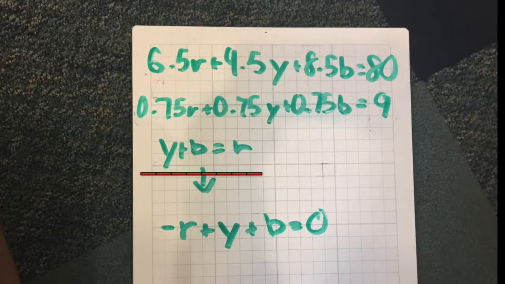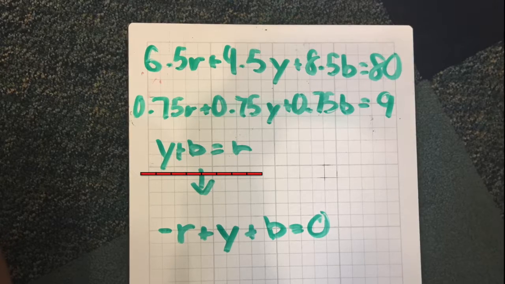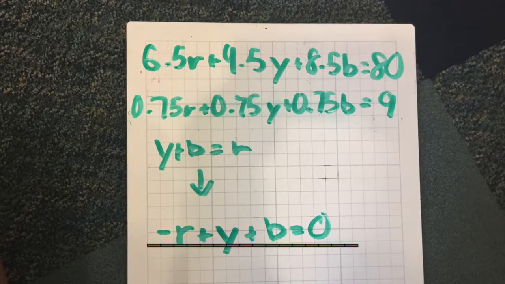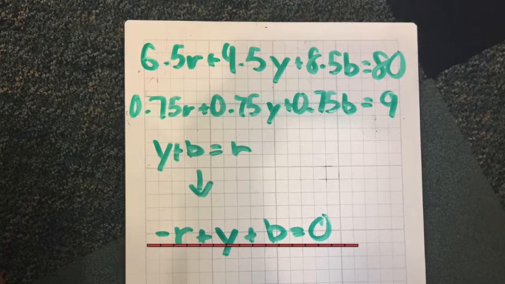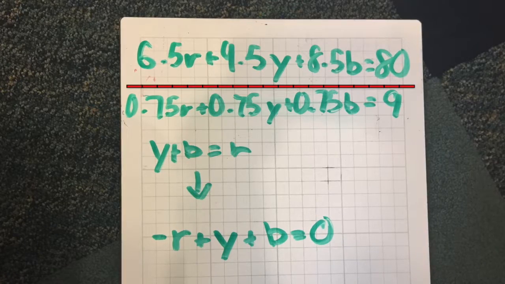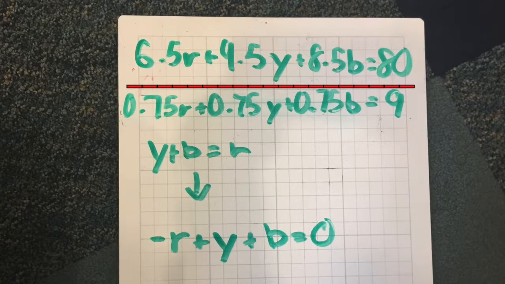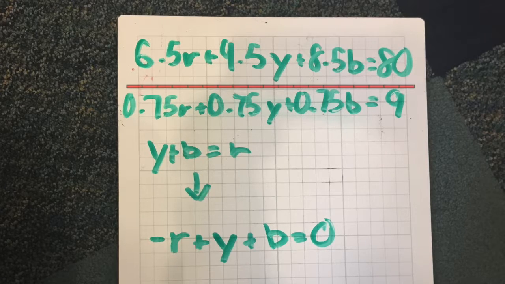The second line shows that r is equal to y plus b, but in order to make this into a usable equation as a matrix, it can be rearranged to negative r plus y plus b is equal to 0. The third line means that the price of each color sheet will be that color's coefficient in the equation, and since the total money is 80, the equation will be equal to 80.